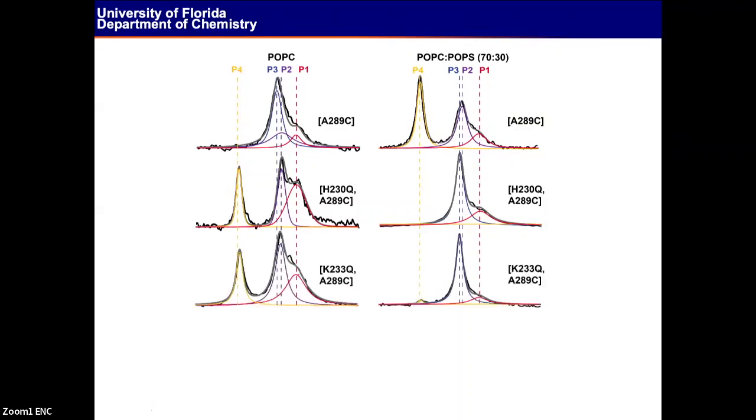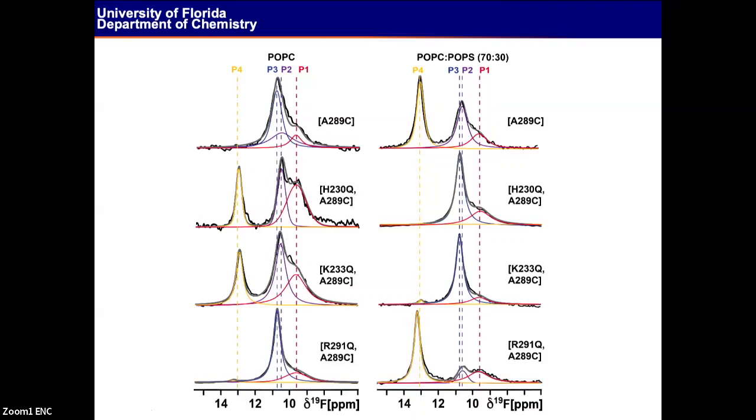We see a similar observation if we introduce this lysine 233Q mutation. Again, in the absence of anionic lipids, we see the formation of the state P4. In the presence of anionic lipids, we see a very small population of this state, but obviously highly diminished. Now as a kind of control, if we look at a mutation in an adjacent helix, this arginine 291Q mutation, we can essentially recover this initial spectrum that we had seen here.